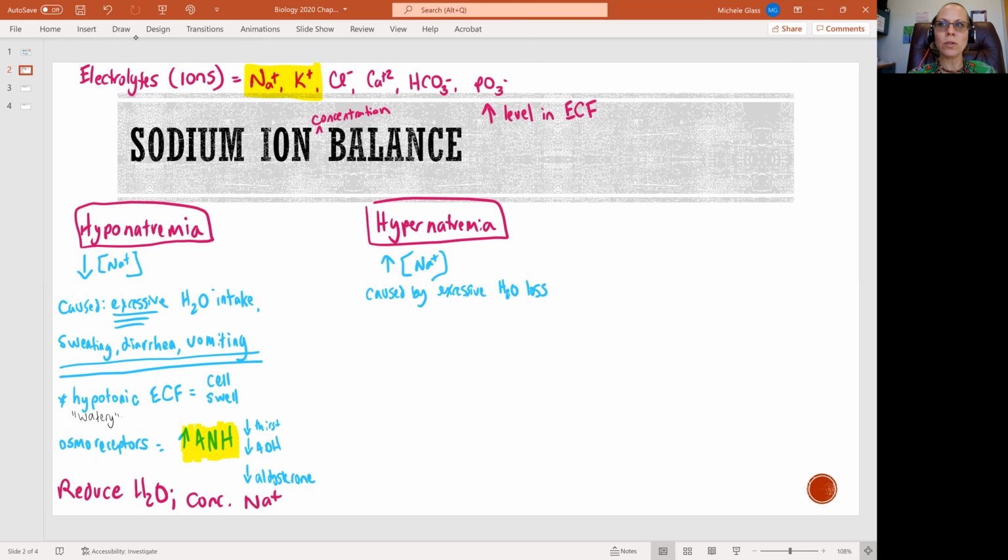So if you are losing water through sweating, vomiting, diarrhea, or if you're just not drinking fluids the way that you should, we're going to see a concentration of our sodium. This can also be caused by a hormonal imbalance in either ADH or aldosterone. And so we're going to take a few minutes and remind ourselves about both of these hormones, so you can just make room for that in your notes.